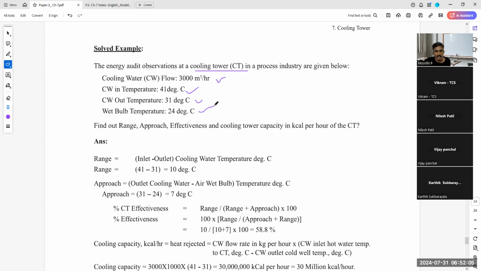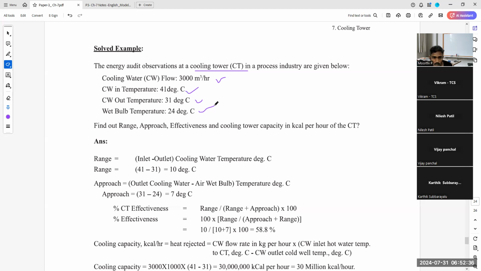Can you tell me quickly, what is the range? Cooling tower, cooling water, inlet and outlet. 10 degree. Range means how much temperature reduces? 10 degree, sir. Okay. What is the approach? Approach is 7 degree.